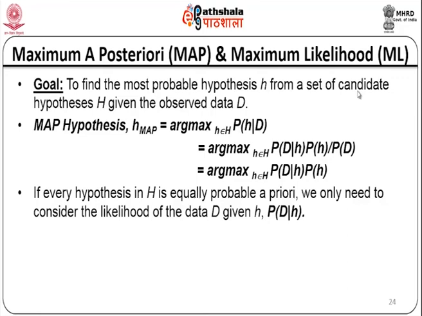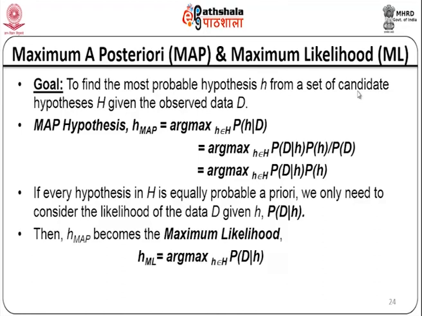Find out whichever gives you the maximum likelihood of the data. So, that becomes maximum likelihood. So, when all hypotheses are equally likely, then the posterior probability reduces to likelihood.